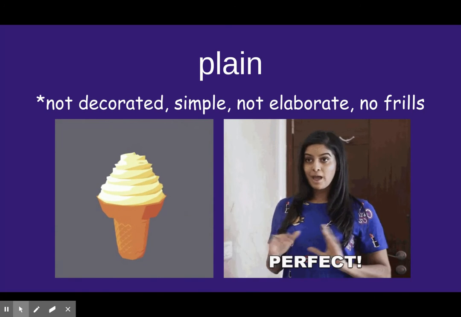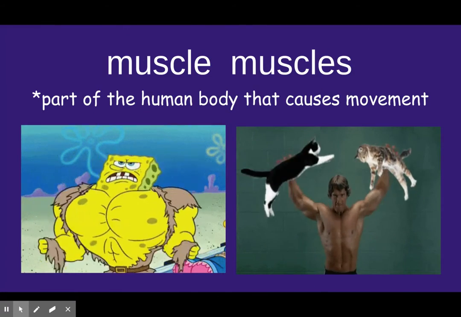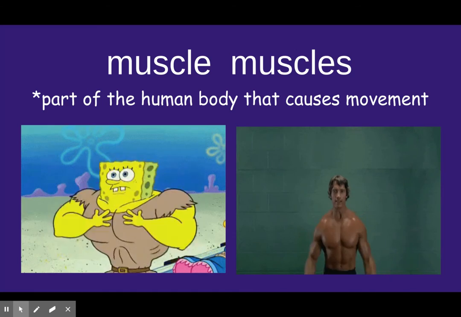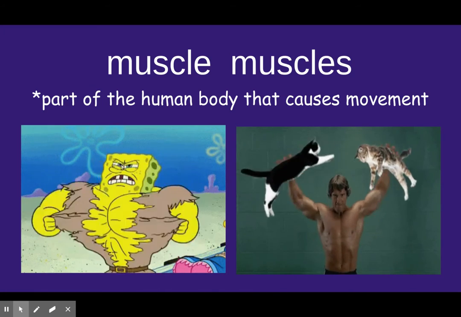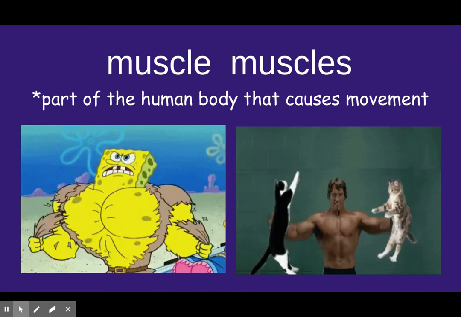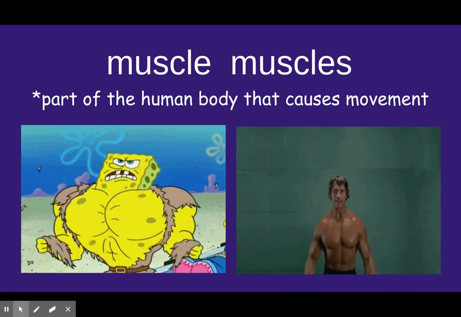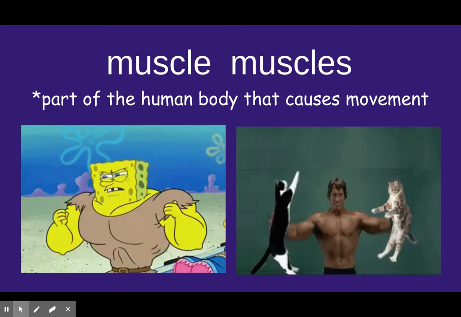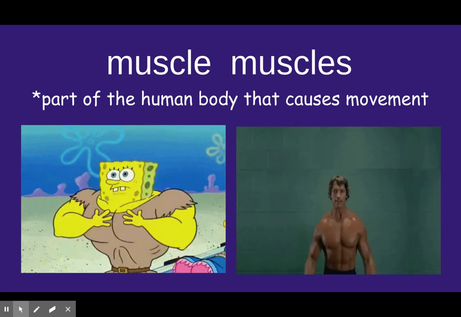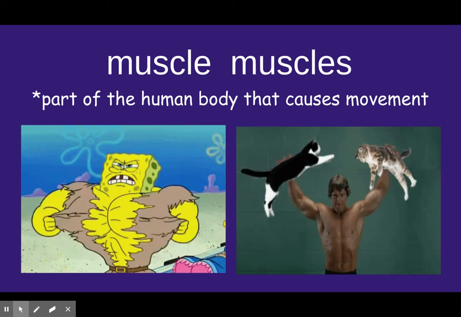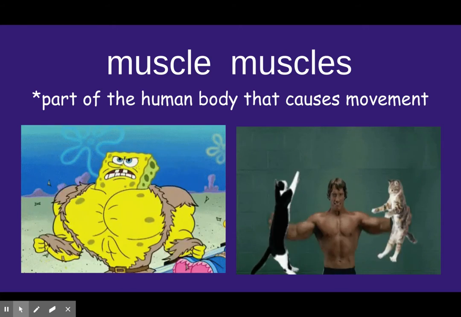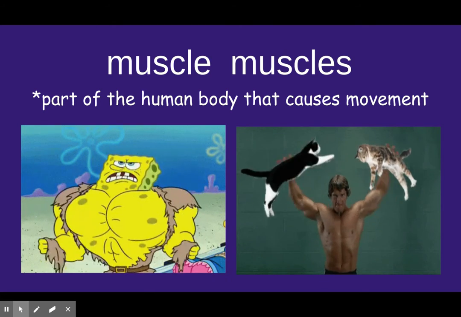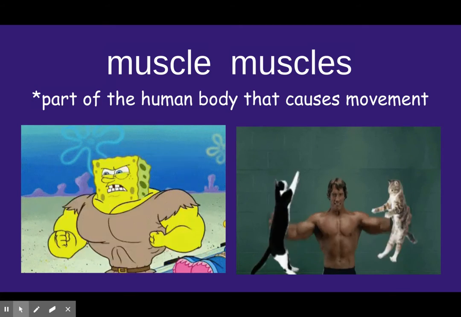All right. Our next word is muscle or muscles. And that's the part of the human body that actually causes movement. Everybody goes, well, your bones cause you to move. And actually, it's your muscles that cause you to move. They get an electrical stimulation from your brain and it causes them to contract or fold, come in or go out. And what that does is it causes you to move. And if you notice, both SpongeBob and Arnold Schwarzenegger have lots of muscles on their body.